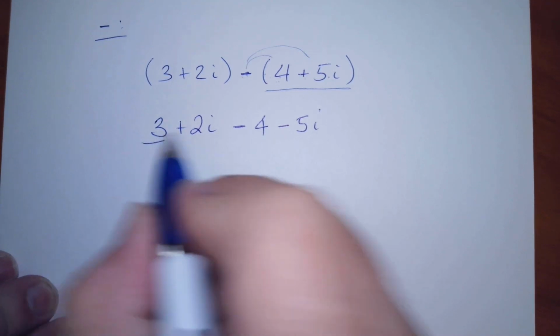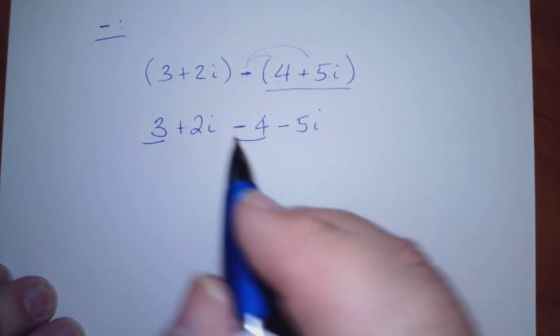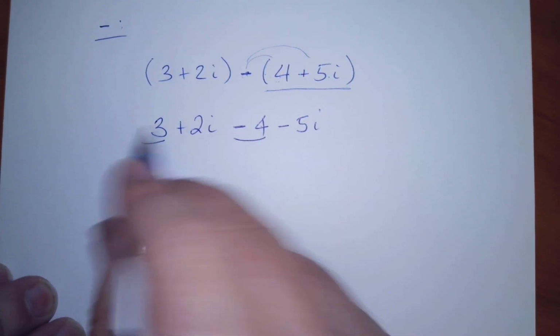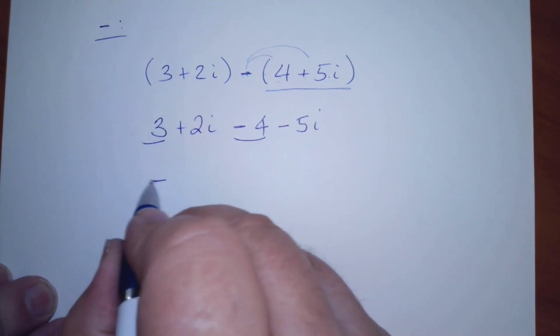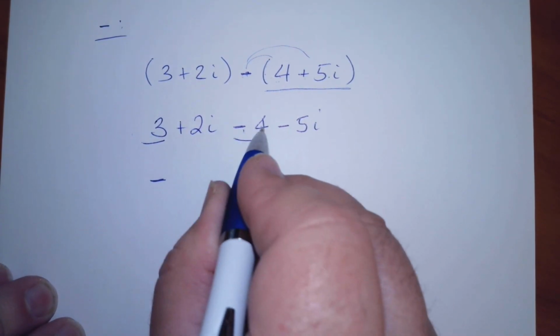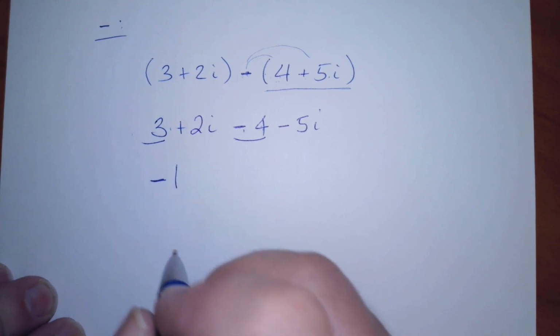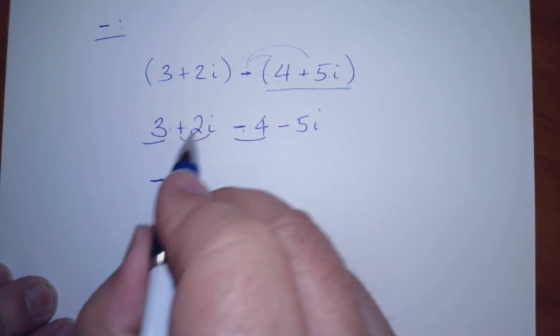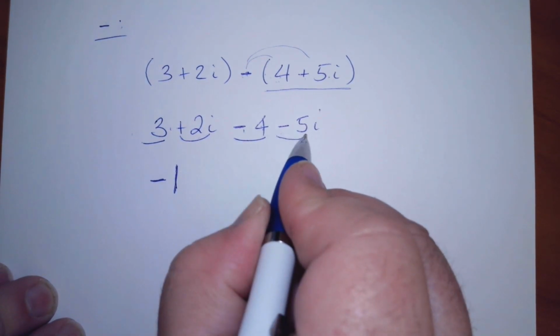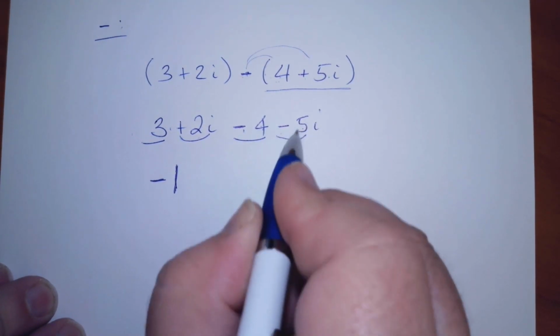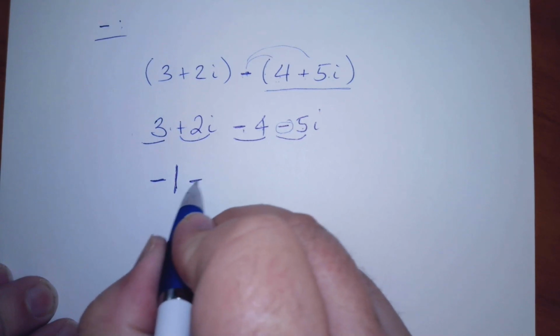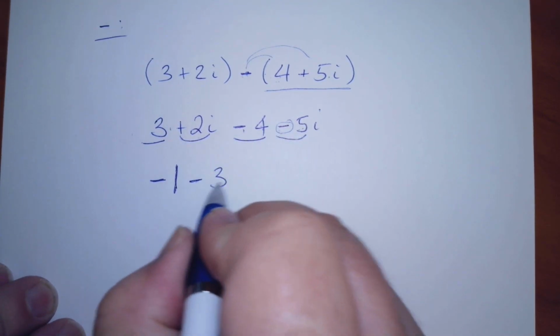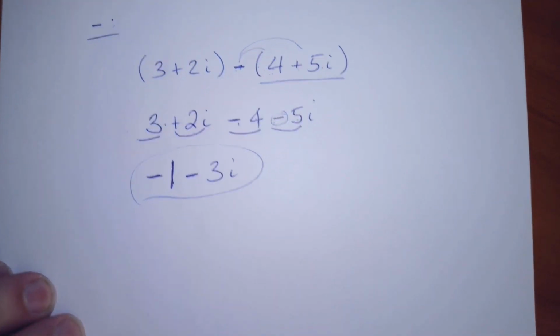Combine like terms. 3 minus 4. They have different signs. 4 is bigger than 3, so it's negative because 4 is negative. 4 minus 3 is 1. Positive 2i, negative 5i. 5 is bigger, so the sign is negative. 5 minus 2 is 3i. And there's that answer.